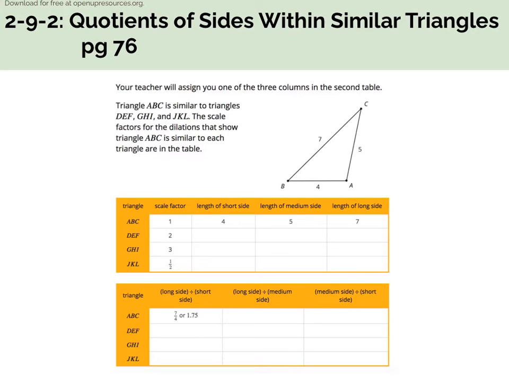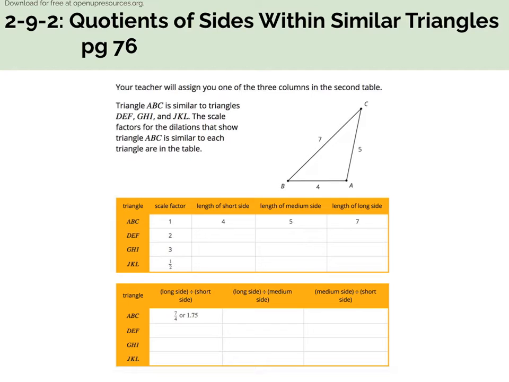On the bottom part of page 75 and going into 76, we are going to do an activity. It says your teacher will assign you one of the 3 columns in the second table. We're actually going to be doing the whole table. Unfortunately, we're not together as a group, and if we were, we would work together. But right now, we need to understand all of this. So we have triangle ABC is similar to triangles DEF, GIH, JKL. So we're looking at these 3 triangles.